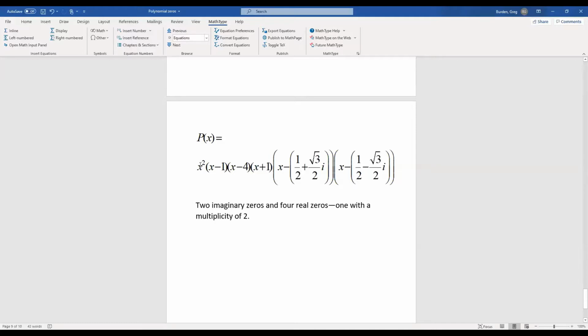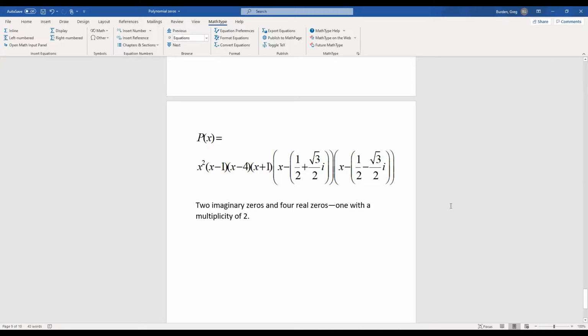So the multiplicity is 2 here. The multiplicity for these three factors, x minus 1, x minus 4, and x plus 1, those multiplicities are all 1. The important thing is whether multiplicity is even or odd. When you look at the graph, if the multiplicity is even, the graph will touch the x-axis at that point, but will not cross it. And if you have an odd multiplicity, as we see here, it will cross at that point.